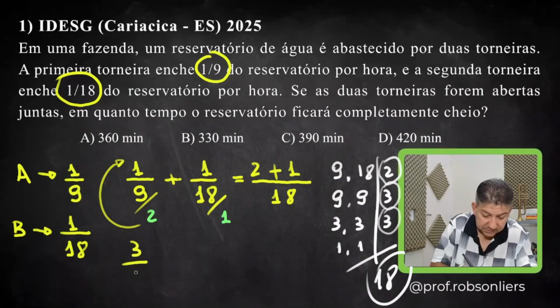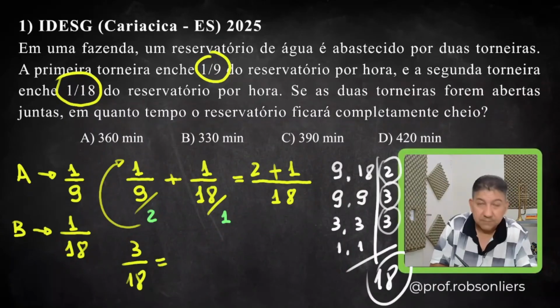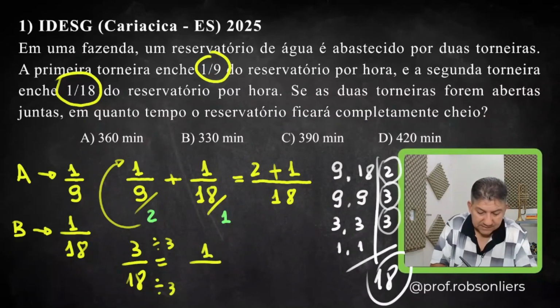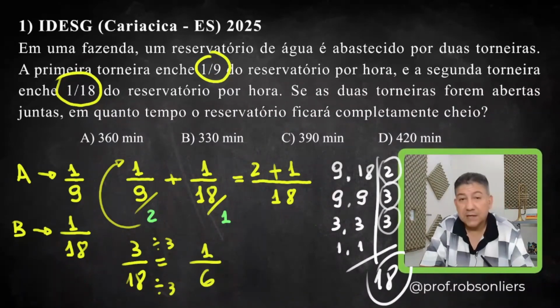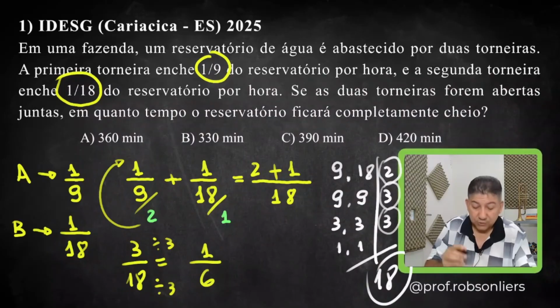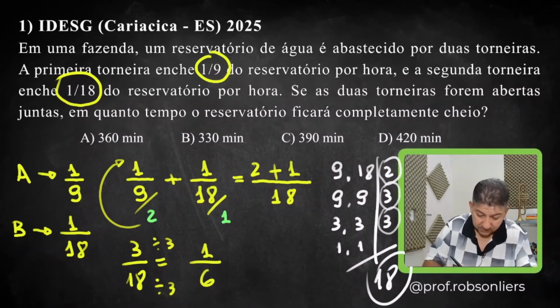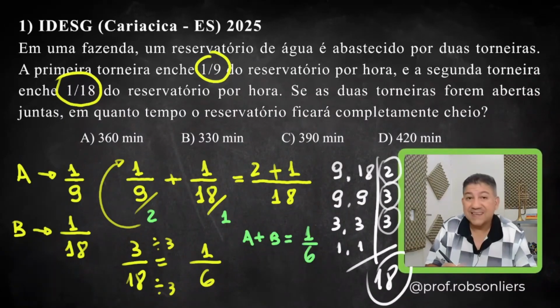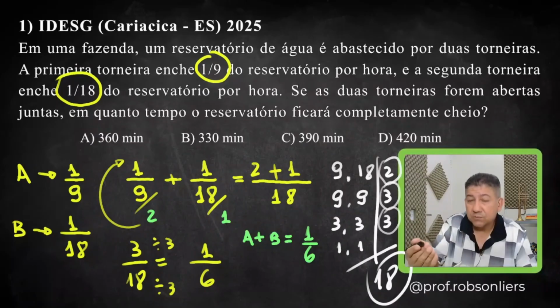So 3/18 we can simplify by 3, simplifying the top and bottom by 3. Here, 3 divided by 3 is 1, 18 divided by 3 is 6. What do we conclude? That both together, I'll even write it here, A plus B, fill 1/6 of the tank in 1 hour. Consequently, they will take 6 hours to fill the whole tank.